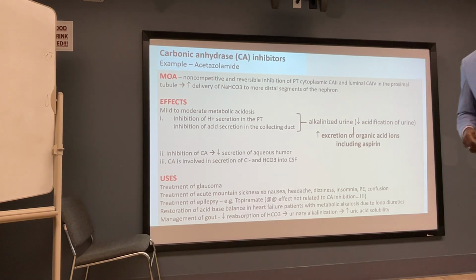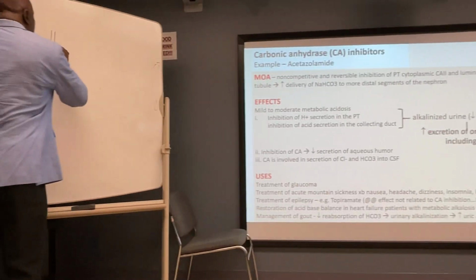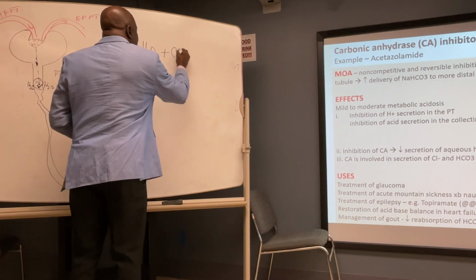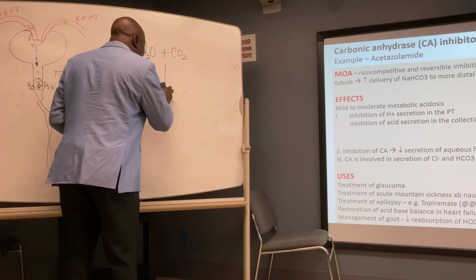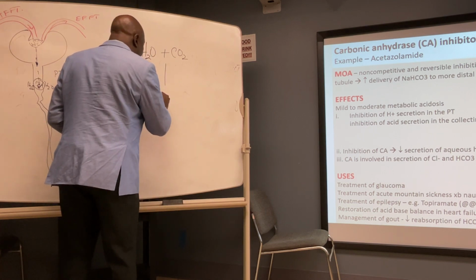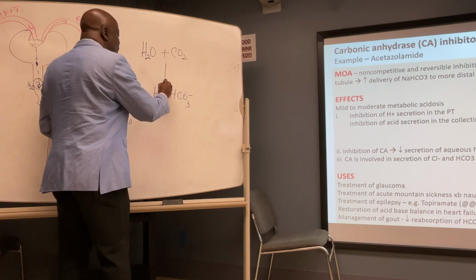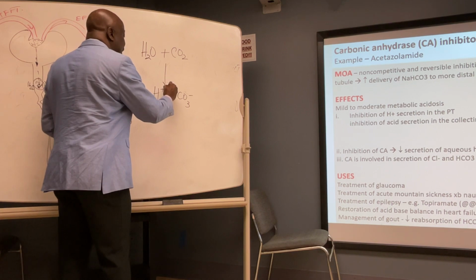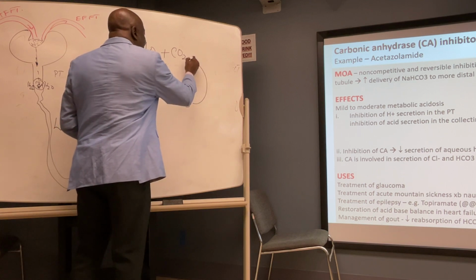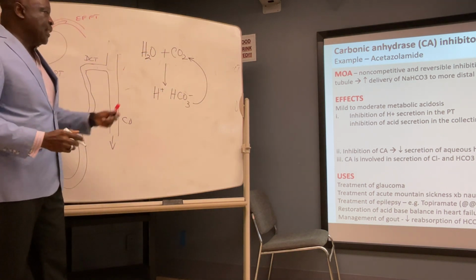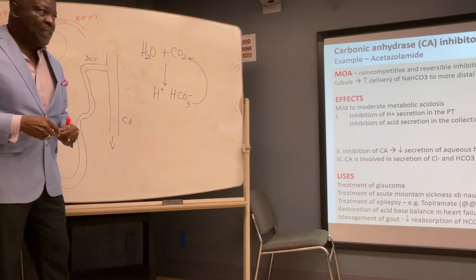What you will know for now is that there's this popular reaction. When water combines with carbon dioxide, it gets converted to hydrogen ions and bicarbonate ions. Okay? This is a reversible reaction, because as it goes in this direction, it also goes in this direction, so that there is a constant maintenance of the levels of hydrogen ions and bicarbonate.